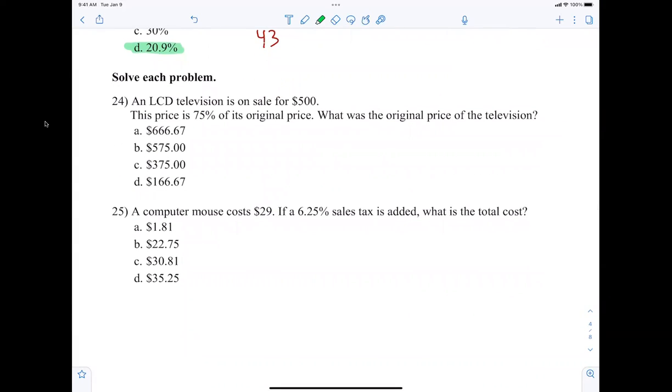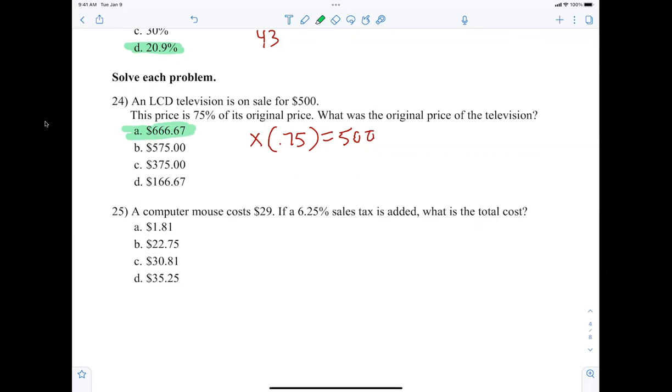The LCD television is on sale for $500. This price is 75% of the original price, right? So we don't know what the original price is, but we know if we multiply it by 0.75, it's going to equal 500. Come on now, write that equation down. I think that's something we didn't spend enough time on. Now, what's 500 divided by 0.75? Is that A then?